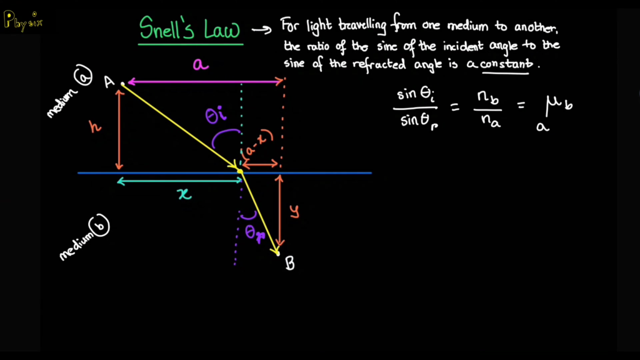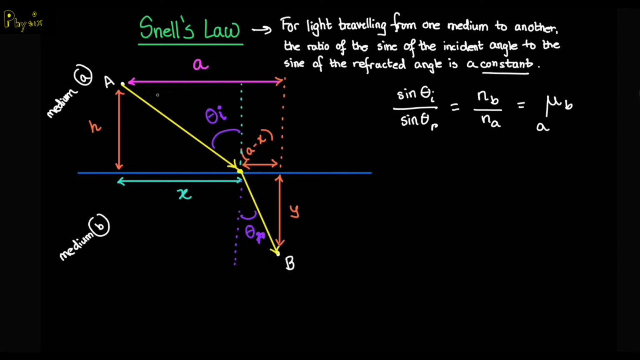Discuss how Snell's law is derived. Snell's law is generally used when studying refraction of light, and Snell's law states that for light traveling from one medium to another, the ratio of the sine of the incident angle to the sine of the refracted angle is a constant.